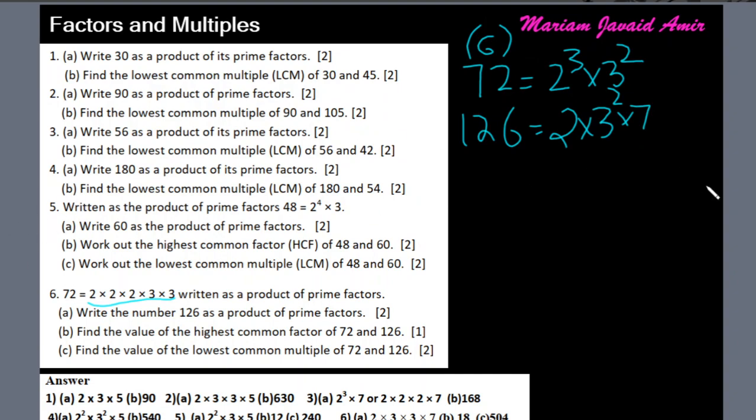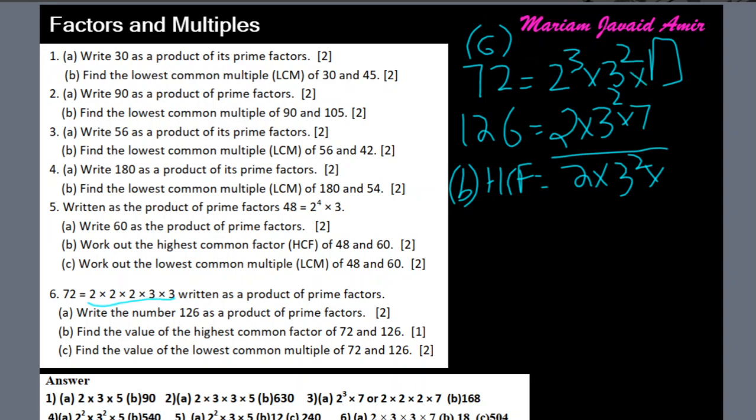Okay, so next I have to find the HCF in part B. So HCF is the highest common factor, opposite of highest is lowest. Between 2 cube and 2, 2 is lowest. Between 3 square and 3 square, both are the same, so we write 3 square. And between no 7 and 7, no 7 is the lowest. So the answer is simply 9 times 2, which is 18.